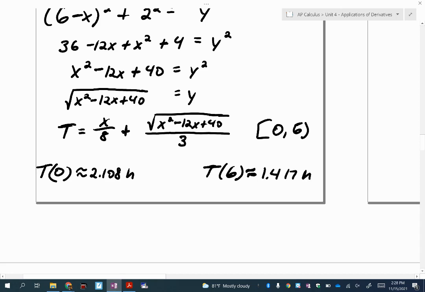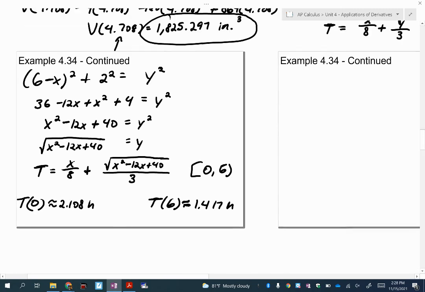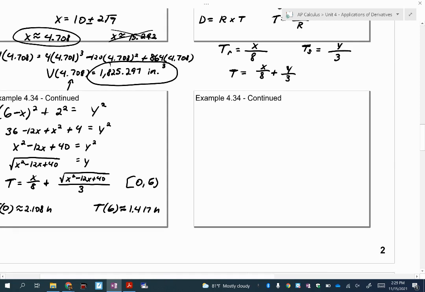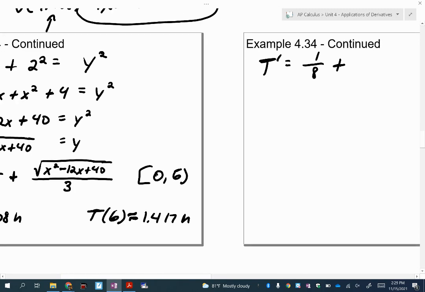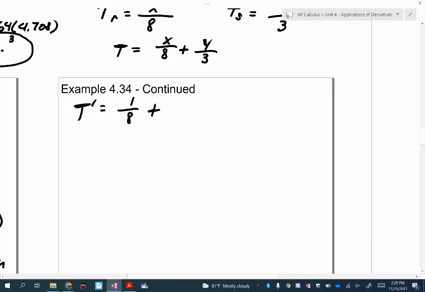All right, so now I'm going to find the critical points. So find the derivative of this t time function. So we have t prime. The derivative of x over 8, that's really like 1/8 times x. So that's just going to be 1/8. Plus, now this can get a little tricky here. Let me rewrite something for you real fast up here. So that'd be like the square root of x squared minus 12x plus 40 to the 1/2 power, and it's divided by 3. So I'm going to put the 1/3 up there.